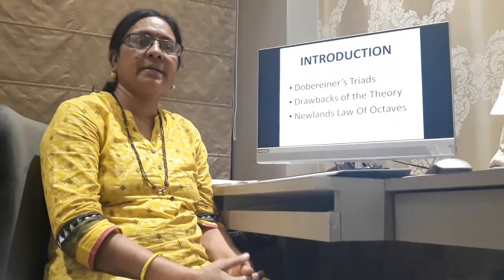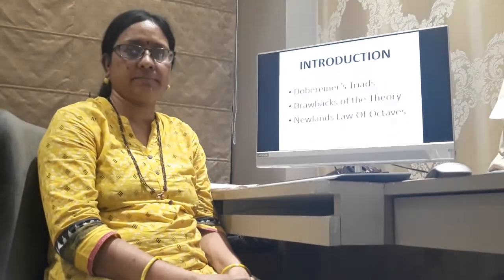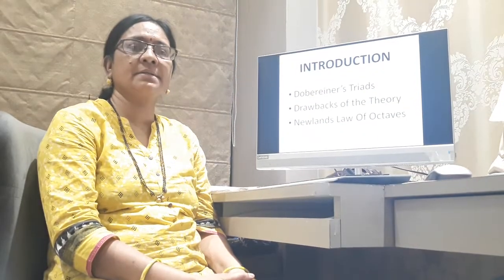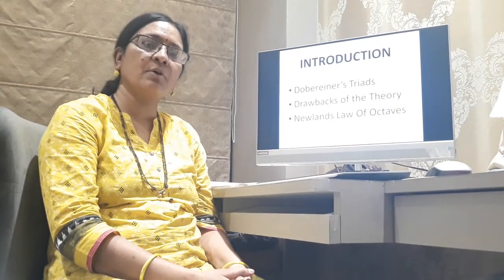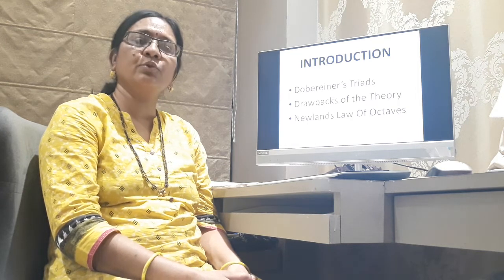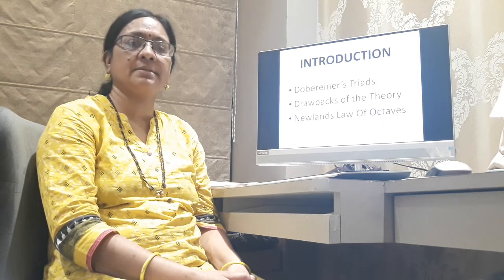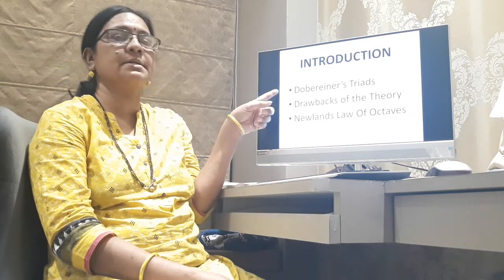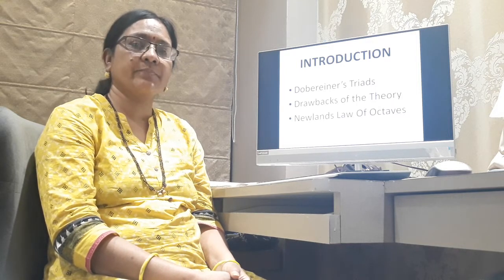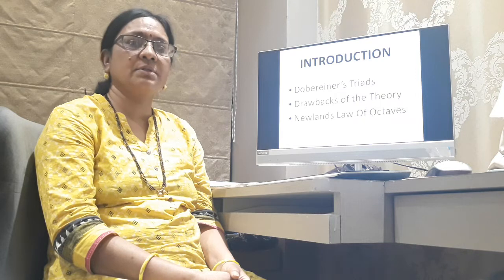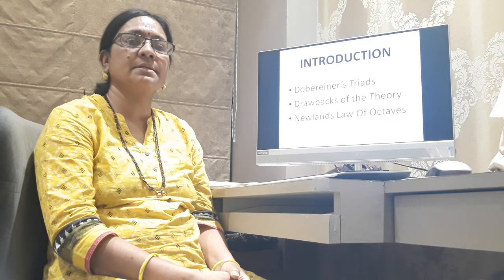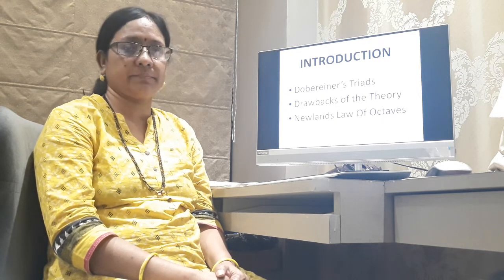Yesterday we had learnt about Dobereiner's triads. The law was that he arranged the elements in an increasing order of atomic masses. But he had made groups of three. Each one was known as a triad, so it was known as Dobereiner's triads. And it was found that the atomic mass of the middle element was approximately the arithmetic mean of the other two elements in the same triad.